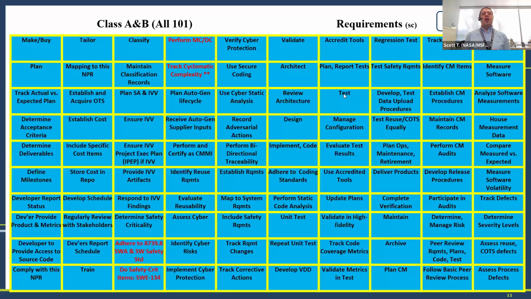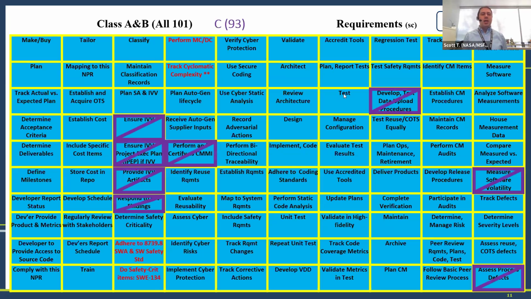So for that aspect, for classes A and B, you're basically doing all 101 requirements. That should be pretty obvious for you to say, hey, we're doing it, we want the highest level of rigor. If you're in Class C, you start to drop off things like independent verification and validation, which is a third party that's going to come in and look at it.